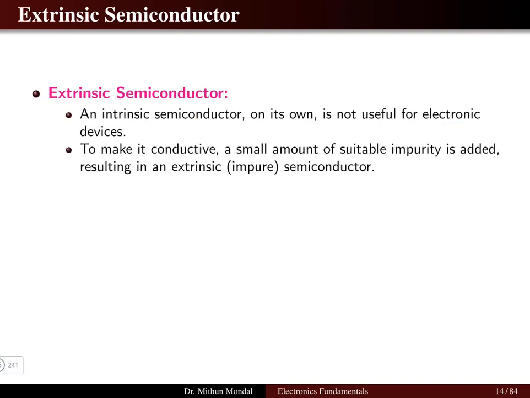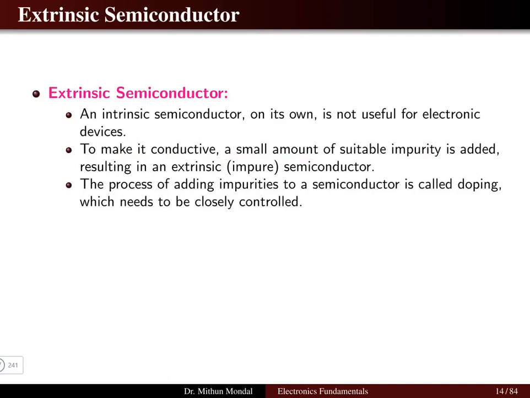To make it conductive, a small amount of suitable impurity is added, resulting in an extrinsic semiconductor. So extrinsic semiconductors are the impure semiconductors which are added with impurities. The process of adding this impurity to a semiconductor is known as doping, and it needs to be closely controlled because the doping process has to be done very minutely.